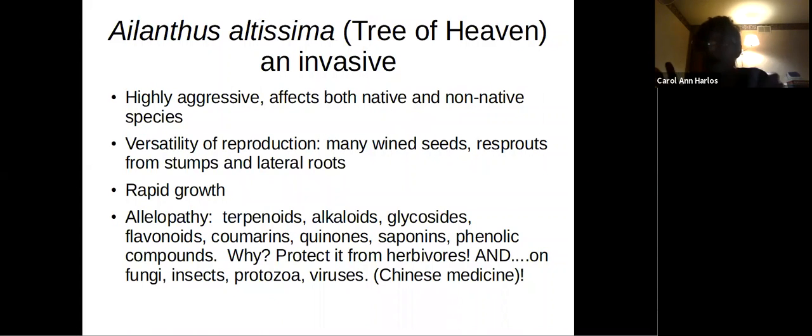Now, it's an invasive. I think most people know it's an introduced species. Okay. The interesting thing is it affects native and non-native species. Very often, if you have a conversation with people about introduced non-native species, they tend to think that those species will do well around it, but they don't. They don't. Nothing does well around this. There are many reasons for its success.